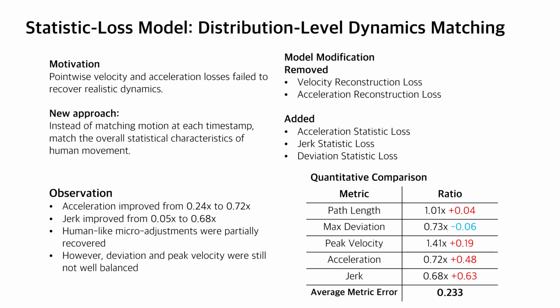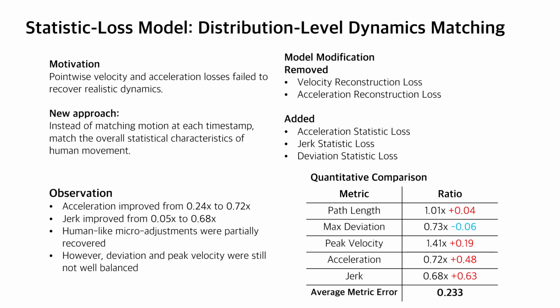So we hypothesized that human movement should be modeled as a distribution rather than a fixed sequence. Therefore, we introduced statistic-based losses instead of matching timestamps. We added acceleration statistic loss, jerk statistic loss, and deviation statistic loss. These losses encourage the generated trajectories to match the overall statistical characteristics of real cursor trajectories.